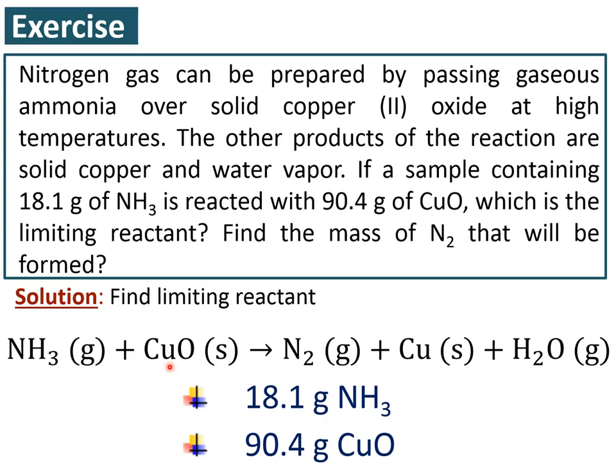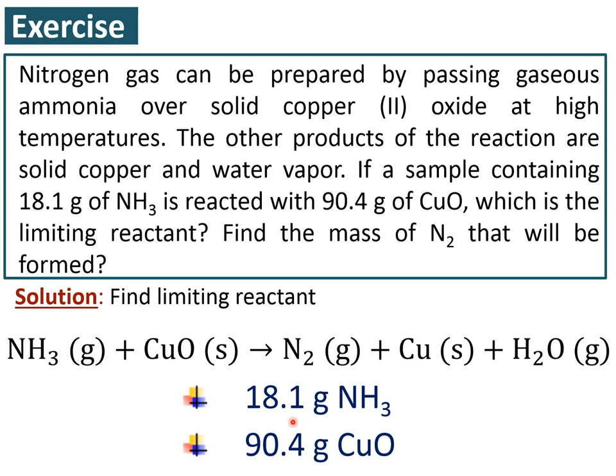It's very simple, exactly as the sandwich. So the first thing it requires here is which is the limiting reactant. The second is to calculate the mass of nitrogen. You remember in the last lecture, I prefer to convert every mass to a number of moles. So we'll proceed similarly.